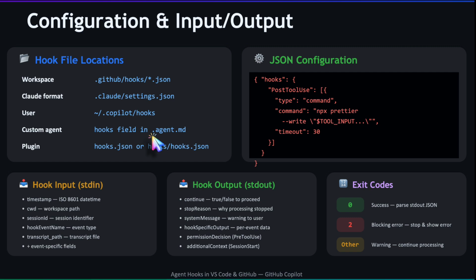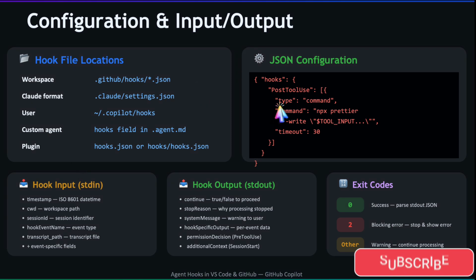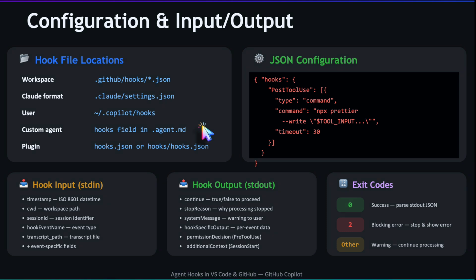And it can be part of your plugin, so you can define it as part of the plugin also. These are the locations where you can configure a hook file. This flexibility allows you to control behavior at different scopes, from individual projects to organization-wide standards, from a generic hook to an agent-specific hook. Now let us look at the JSON configuration.